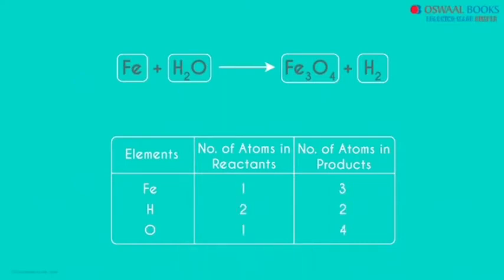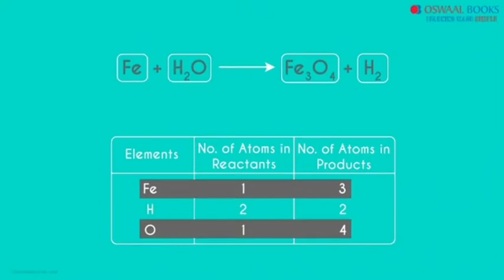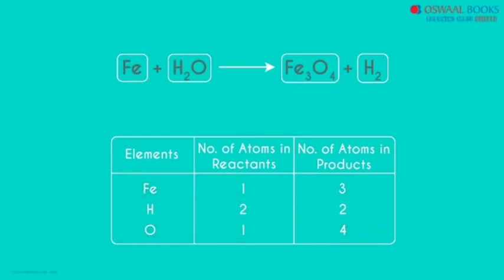This is how the table would look. You see that iron and oxygen are not balanced in this equation. So the important question is, which atom should we start balancing first? Should it be iron or should it be oxygen? That's where the third step comes in.